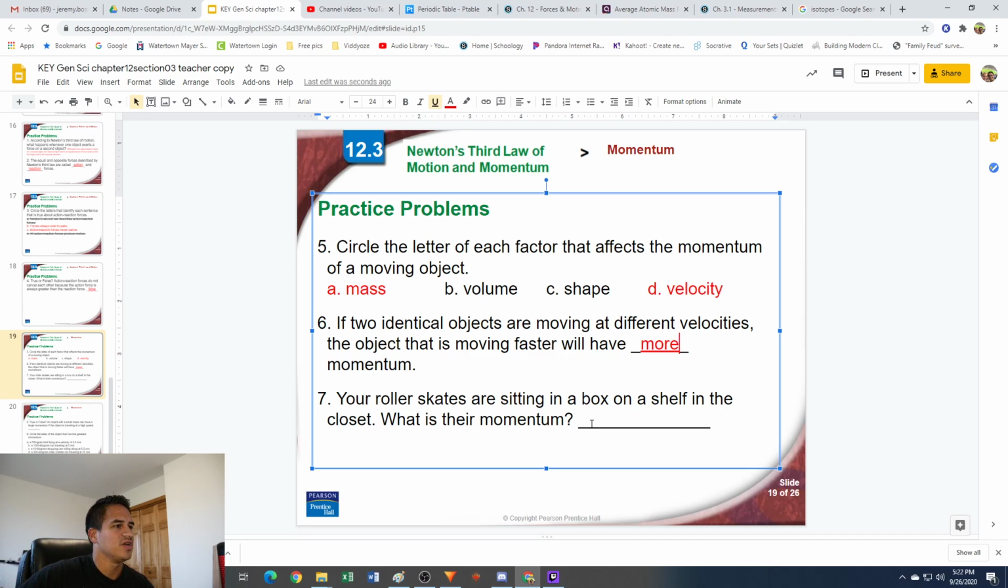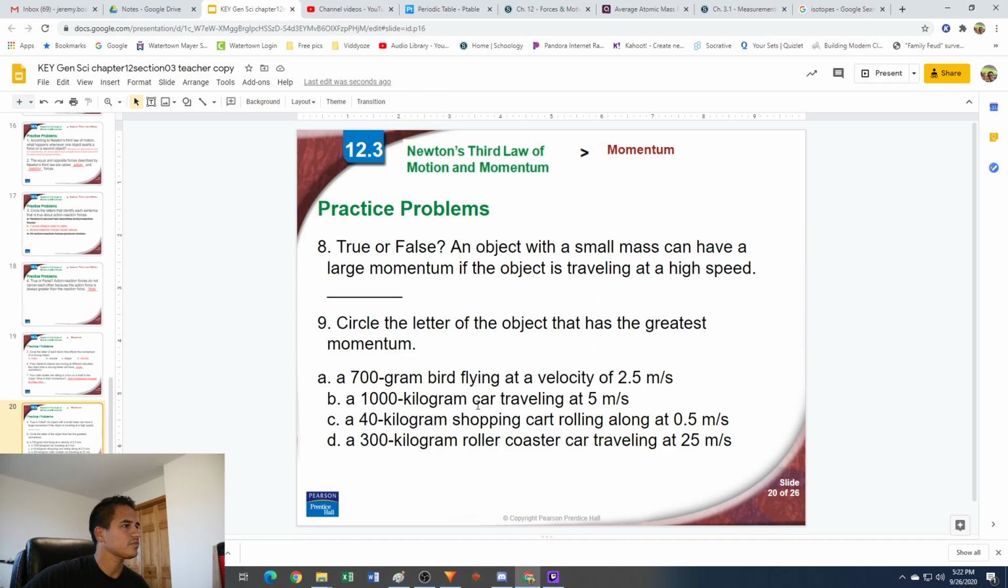What is their momentum? The key thing to know here is that if the object is not moving, it has zero velocity. And if it has zero velocity, it has no momentum. So I'm going to say their momentum is equal to 0 kilograms times meters per second. Basically, they don't have any momentum. If they're not moving, you don't have momentum.